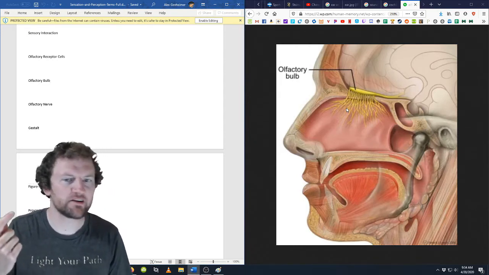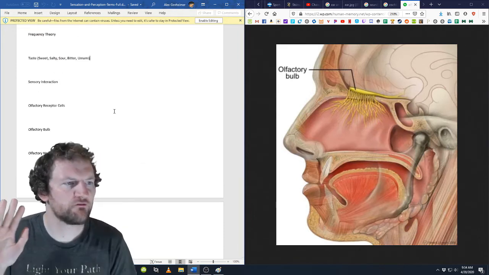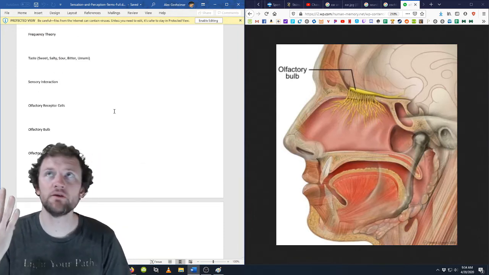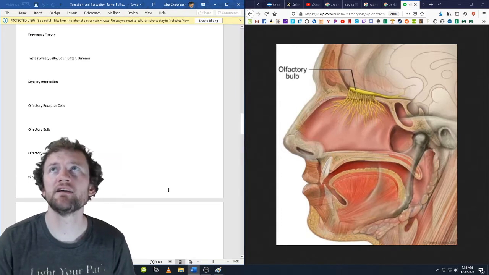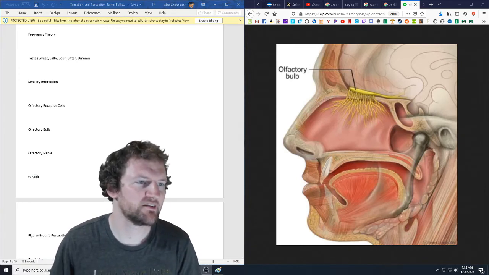And then the olfactory nerve sends those signals to your brain, and that's how you perceive smell. There are 5 categories of taste, 4 that you know of and 1 that's weird, and that is sweet, sour, salty, bitter, and umami. Umami is the most recent one, and it is a meaty, proteiny flavor.